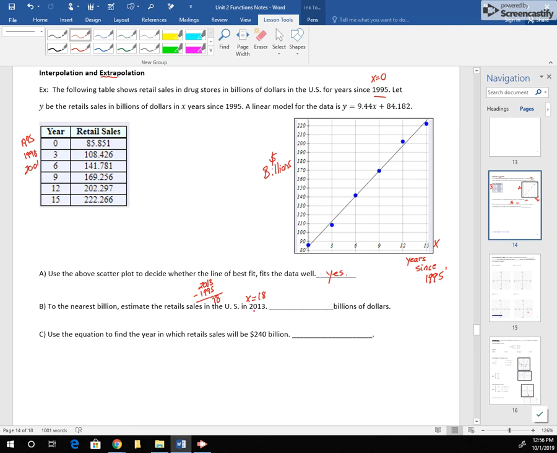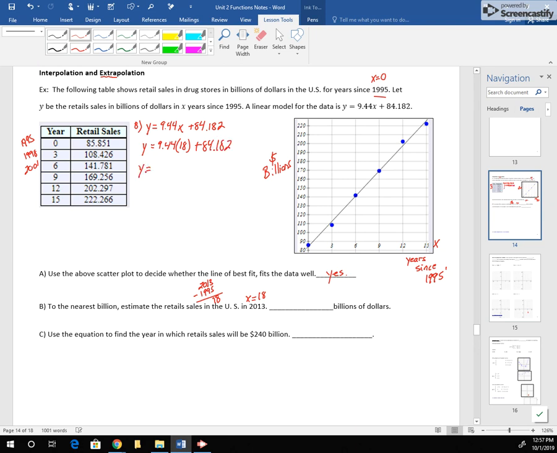Okay, so here we go. X equals 18. What we figured out here for the year 2013. So we're just going to go ahead and directly substitute that. So for question B here, we take our line of best fit, and we're going to evaluate or simplify this equation for when X is equal to 18, because that's what corresponds to that 2013. So we'll get 9.44 times 18, and then add the 84.182.